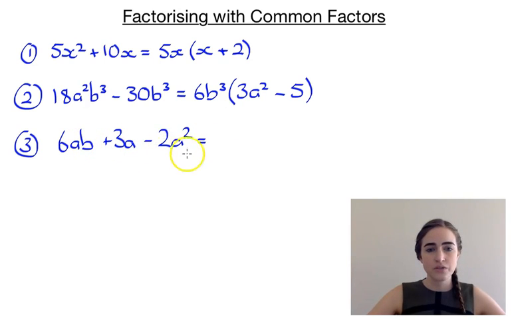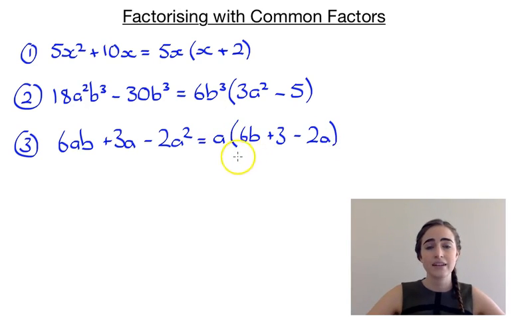But the common factor we do have in there is an a in each term. So we're going to pull that a out the front. Divide the first term by a, we're left with 6b. Divide the second term by a, and we're left with 3. And the last term would be left with 2a. So we end up with a outside of 6b plus 3 minus 2a.